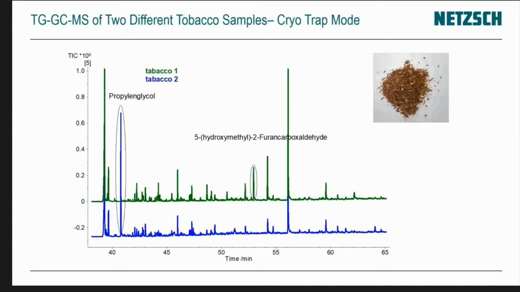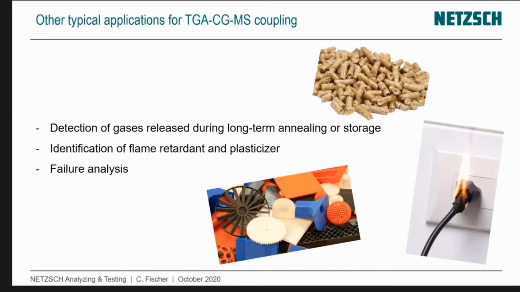So in the blue ion chromatogram, we only find propylene glycol, which was not present in the other sample. And the same was true for this aldehyde compound, which we only found in this green ion chromatogram. In principle, such studies are also possible for other natural products like soil, biomass, and others more. In addition to these examples, GC-MS can help for studies of evolved gases during long-term annealing or storage, identification of flame retardant or plasticizer, and failure analysis.